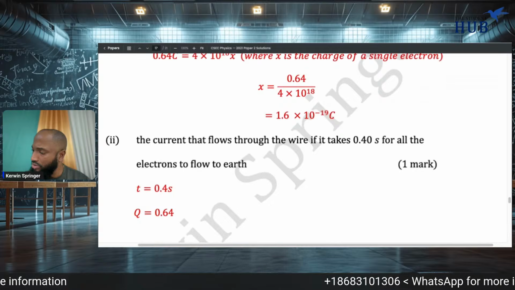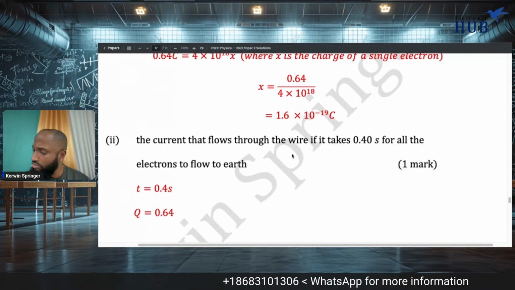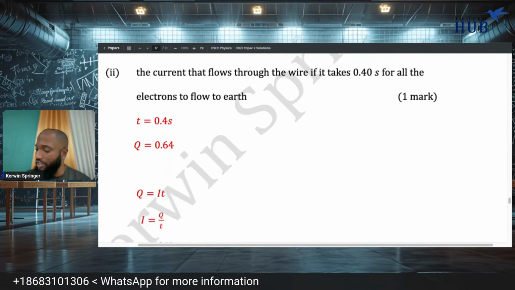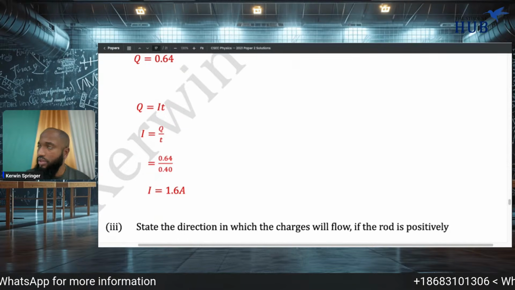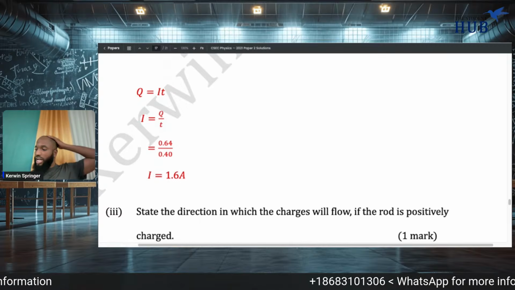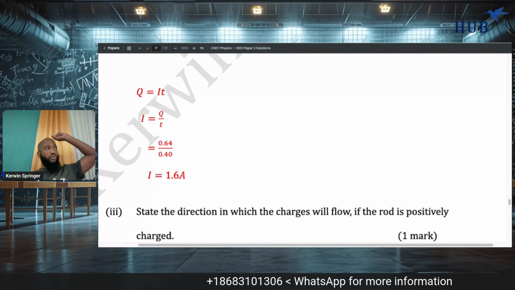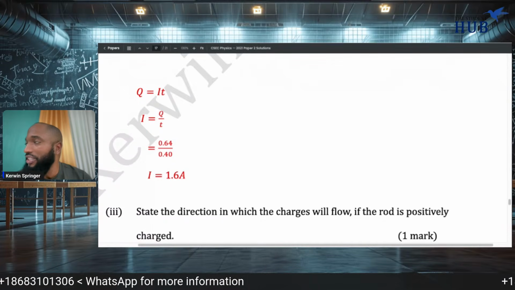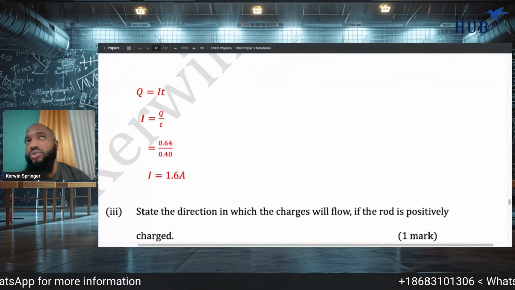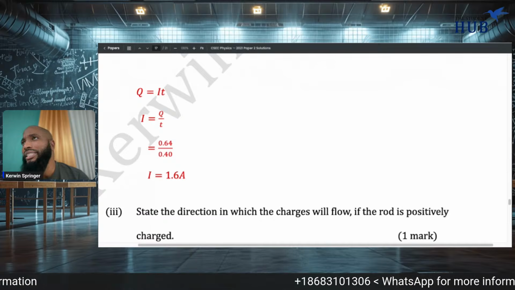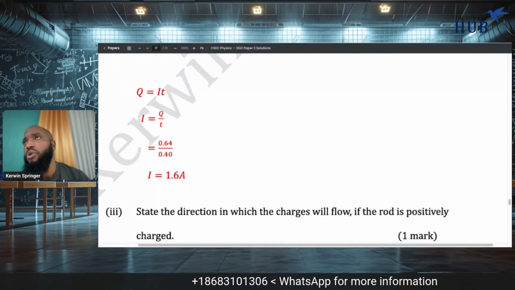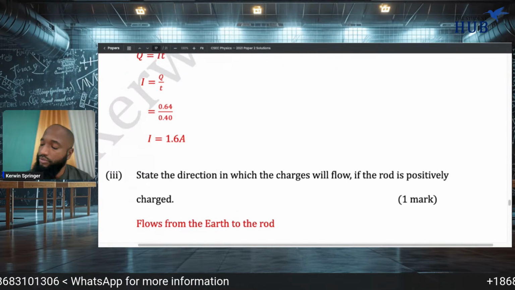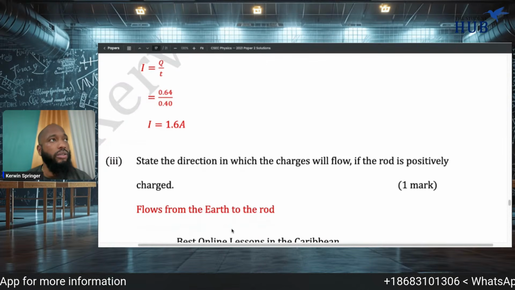State the direction in which charge will flow if the rod is positively charged. Which rod? If it's positively charged, where would charge flow? State the direction in which the charges will flow. How will the charges flow, class, if the rod is positively charged? Can positive charge move? So how will the charges flow? From the earth to the rod.